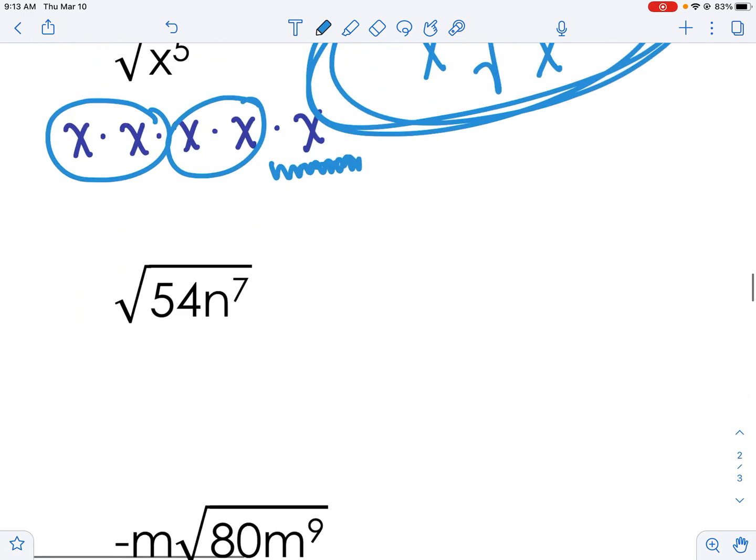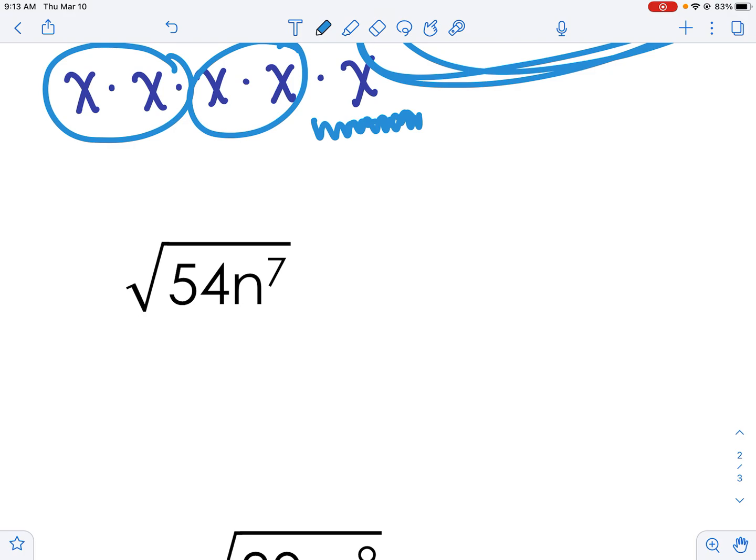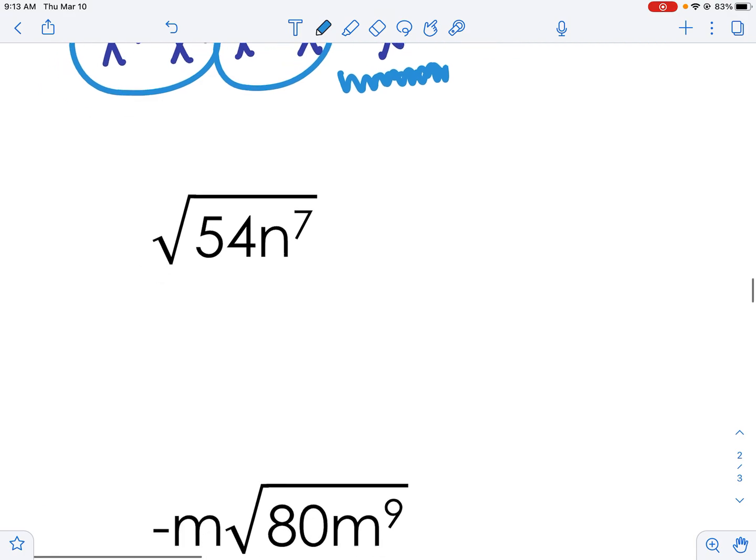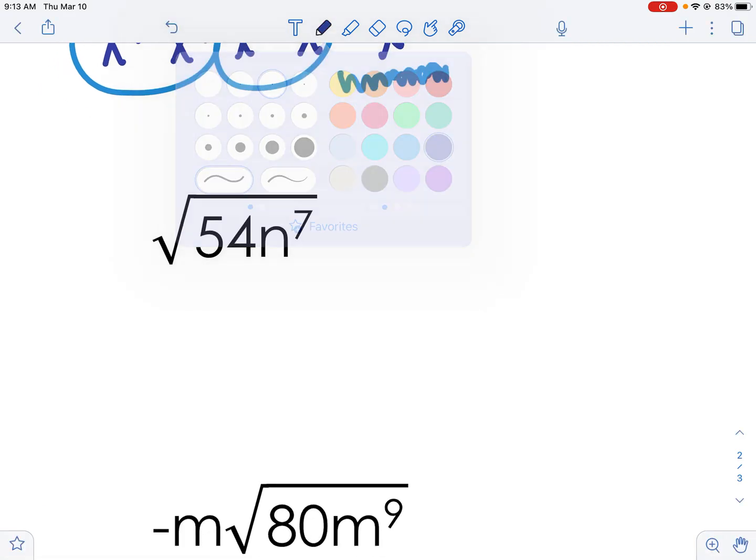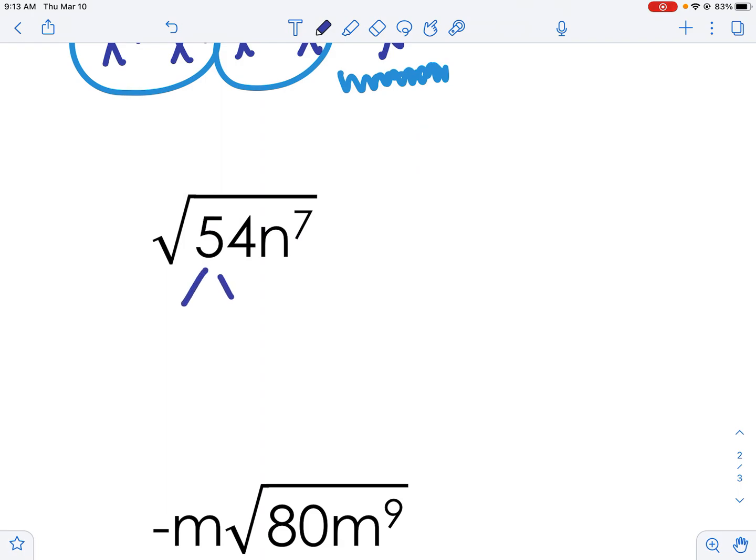So stepping this up, we're going to look at this one. If I have the square root of 54 n to the 7th, let's start by breaking down 54, and then we'll deal with n to the 7th. 54 is going to be 6 times 9. And maybe you thought of another number. Once again, it doesn't matter. We all have to break it down. We all end up at the same place anyways.